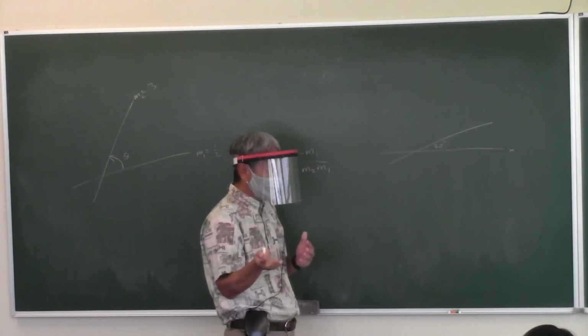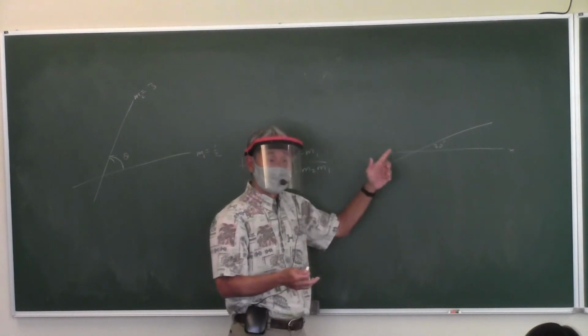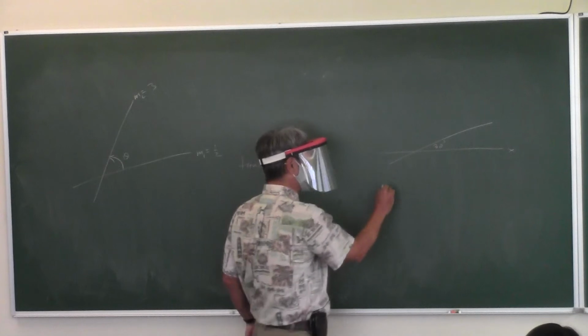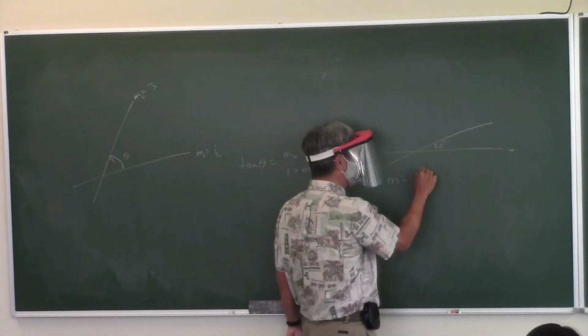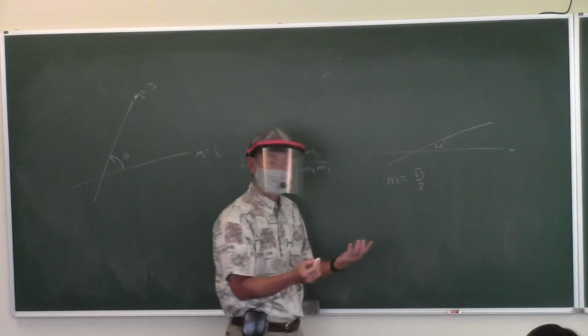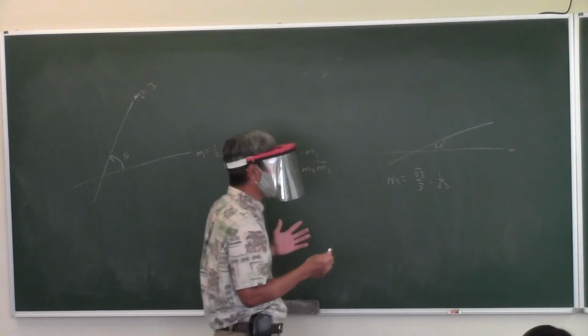What did we learn in that problem? Anybody? The tangent. The tangent of 30 degrees is the slope. What is tangent of 30 degrees? Root 3 over 3. 1 over root 3. I don't know which way you want to write it, it doesn't matter to me.